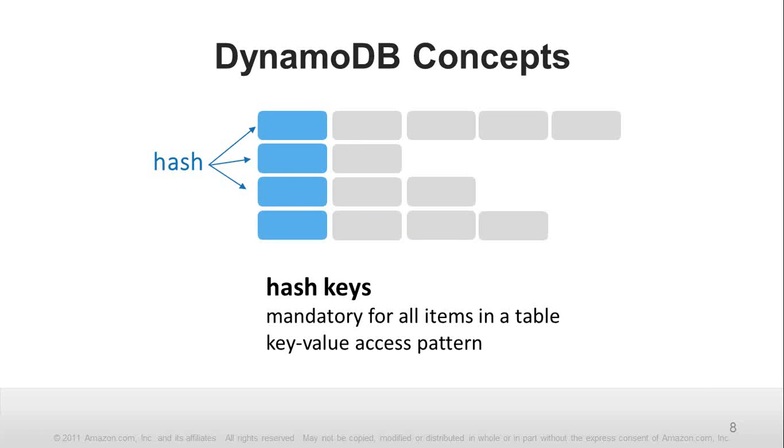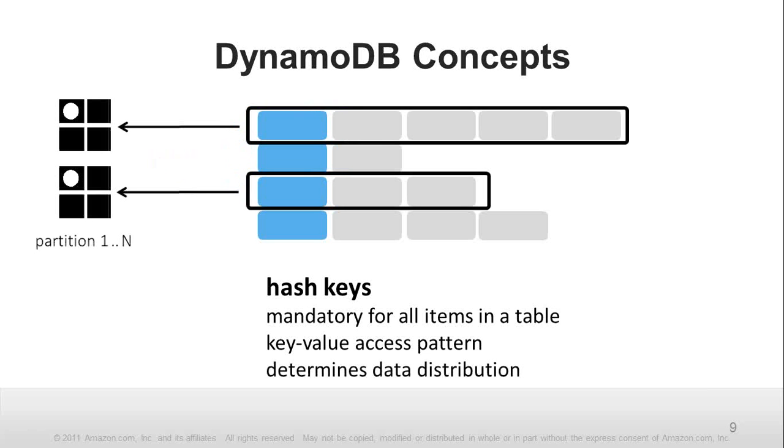When we talk about attributes being optional, there is one exception in DynamoDB, and that is the hash key. The hash key supports the key value access pattern, and it's mandatory for all items in the table.